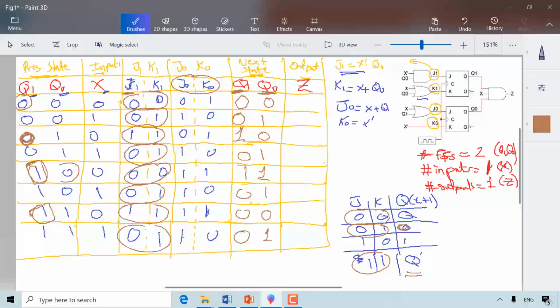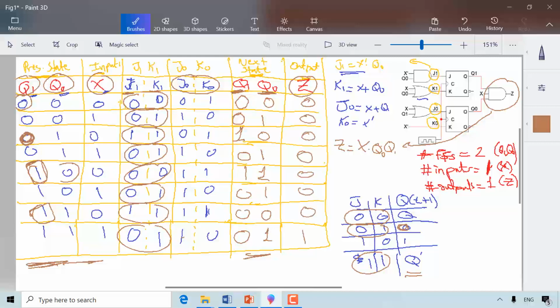Notice that now what I have is the next state. So I have the present state, the input, the next state. I still have to get the output. What's the output here? The output equation: Z equals X ANDed with Q0 ANDed with Q1. If I evaluate Q1, Q0 and X to find Z, I find this is equal to 0, 0, 0, 0, 0, 0, 0, 1.